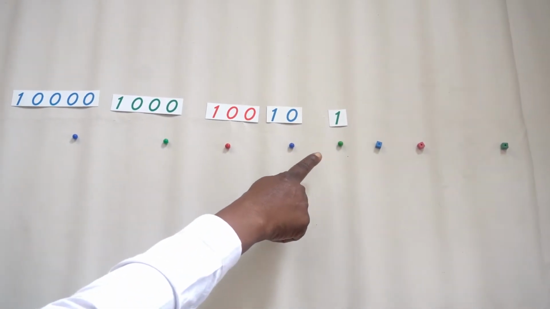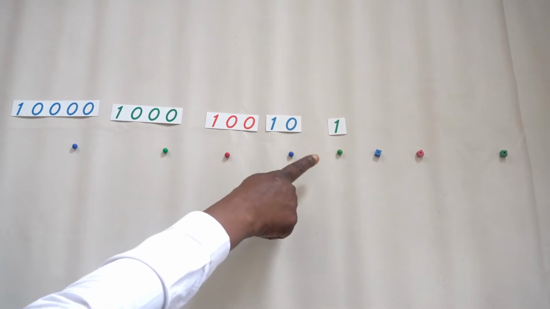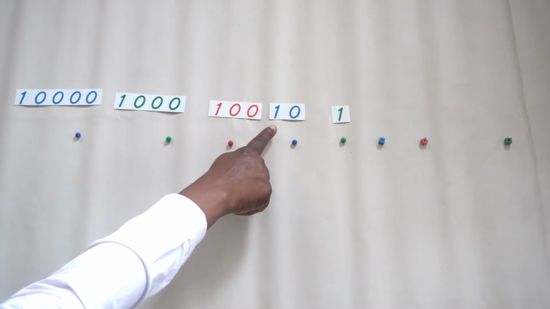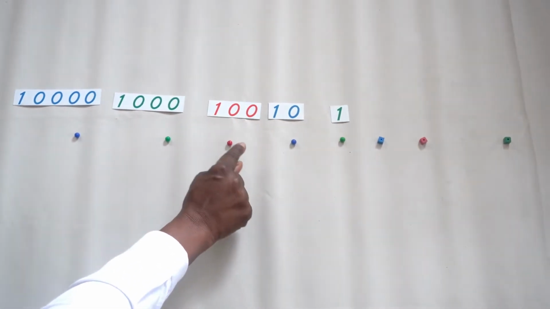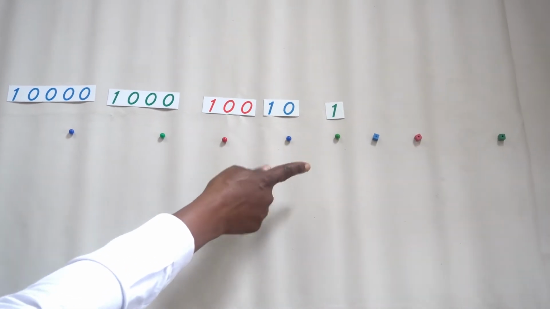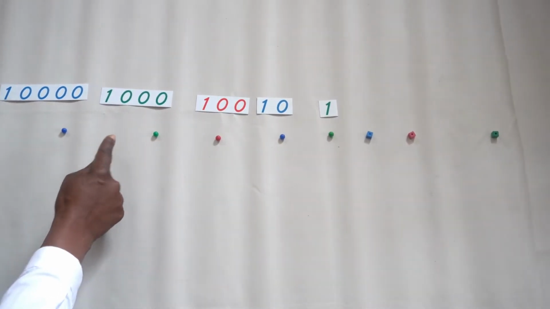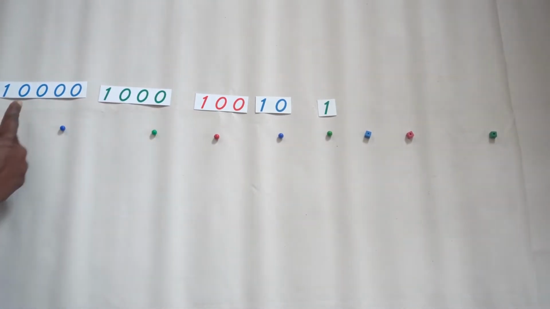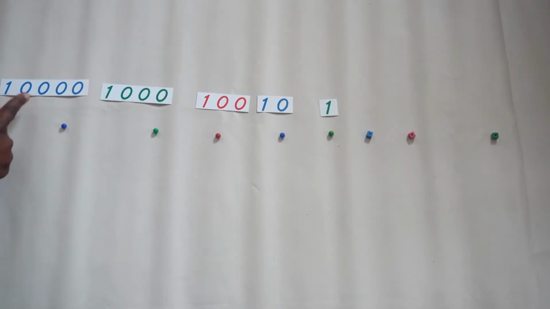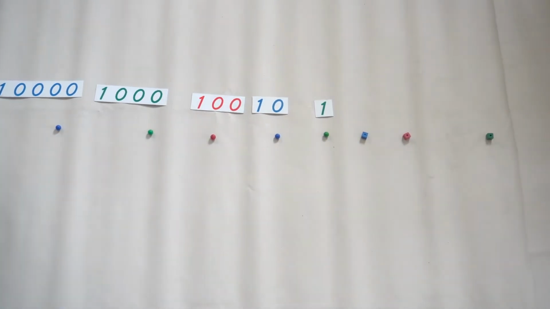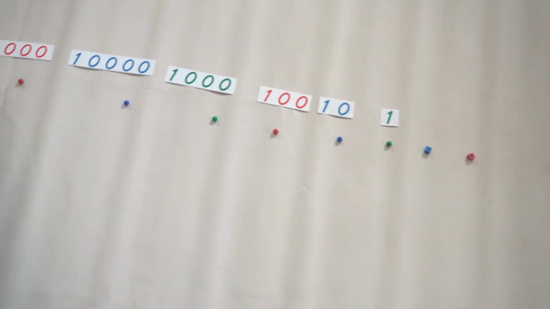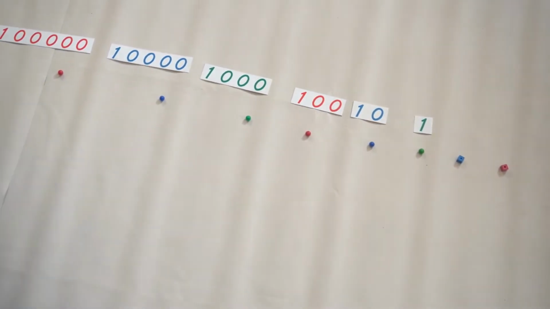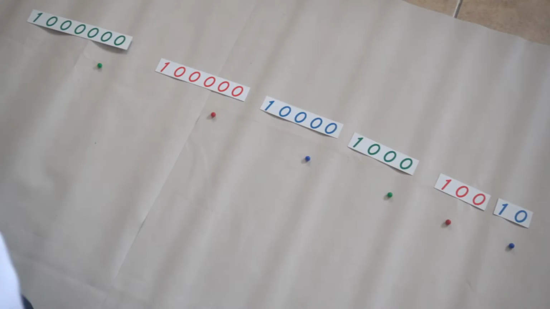When we multiply the unit by the powers of 10, we can see 10, 100. Multiplying the unit by 100, we are getting 1,000. You see that the numbers are getting bigger and bigger. If we multiply the unit by 10,000, we are getting 10,000. Multiply the unit by 100,000, we have 100,000 here. Multiply the unit by 1 million, we have 1 million here.